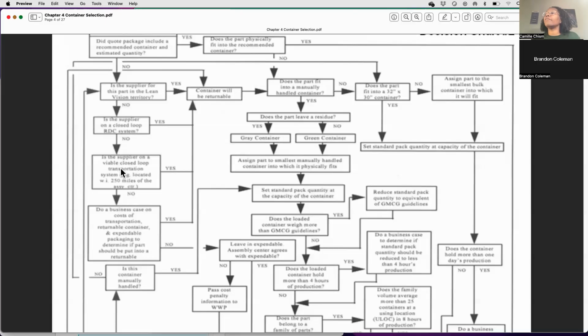Is a supplier on a viable closed loop transportation system? So viable to them means within 250 miles of the plant that they're trying to get it to. Or it could be 250 miles with a distribution center, if they're using distribution centers. So that means they feel like they can keep track of the packaging better. If it's too long of a route, the driver might have to stop.